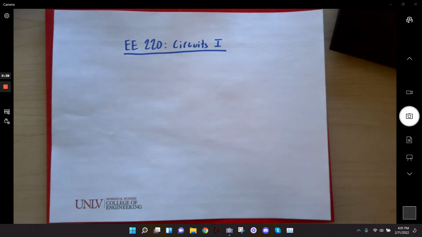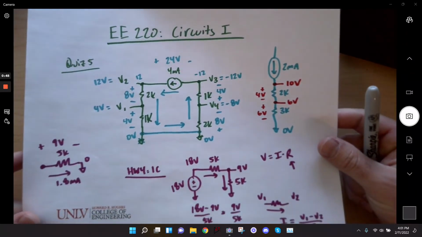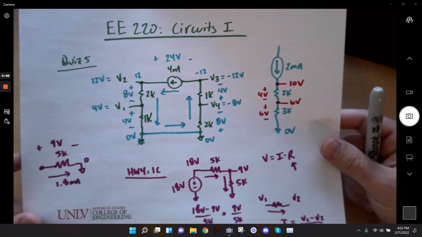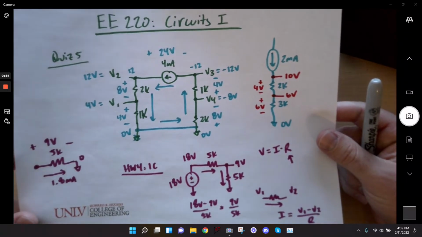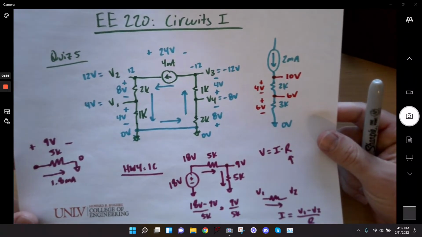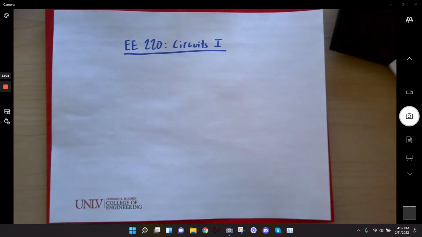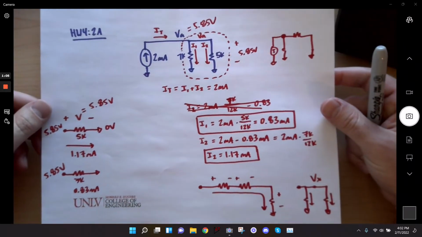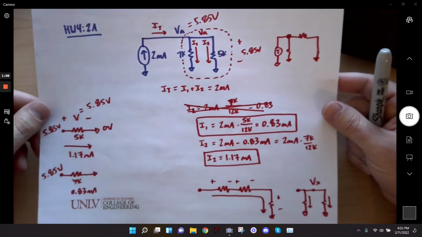So I have my notes here from last class. It looks like we went over quiz 5 first. This is the first page of the notes. So we went over quiz 5 and I solved it. We went over homework 4, 1C. I think someone had a question about how to find the current once you know the voltages without combining, so we'll go over that. We went over homework 4, 2A, and how to find the voltages without combining. So basically a little bit of stuff from homework 4.